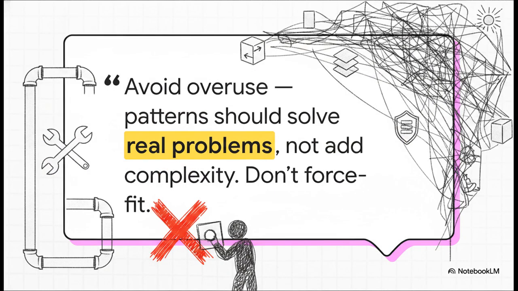But here is a massive warning sign straight from Dr. Shamim H. Rippon's lecture material: avoid overuse. Honestly, this is the biggest trap for junior architects. Patterns are meant to solve real bottlenecks. Injecting a singleton, a facade, or an observer into a simple system that doesn't actually need it, that doesn't make you look smart, it just creates unnecessary complexity and a massive maintenance headache down the line. Please do not force-fit them.